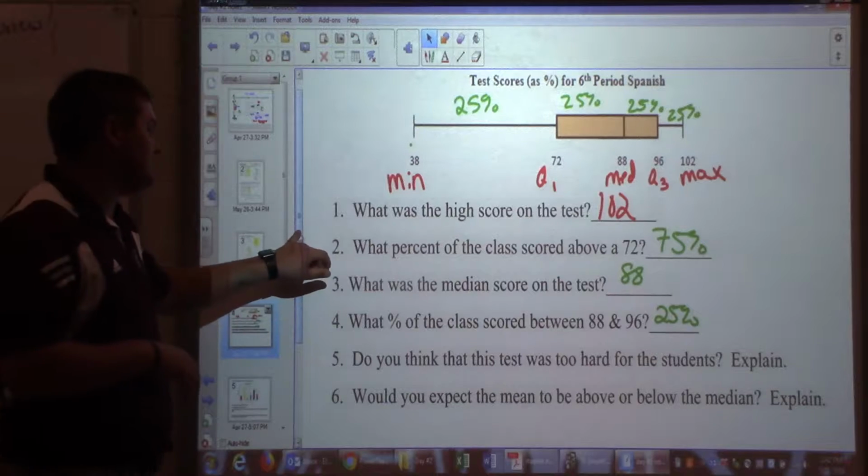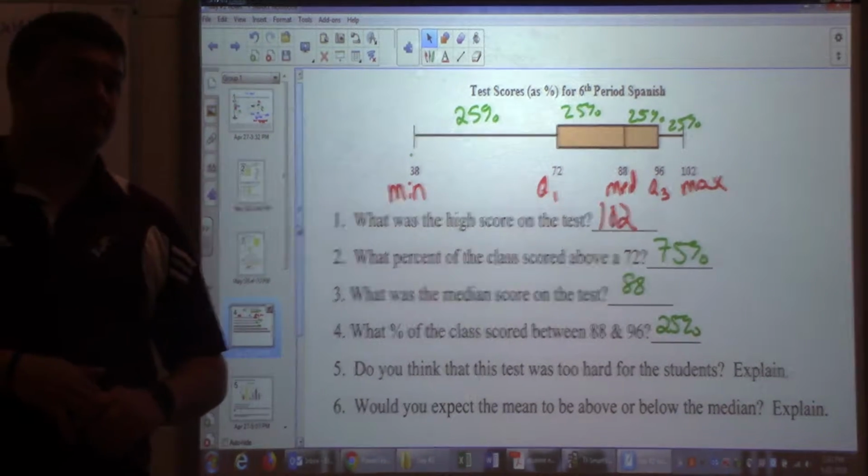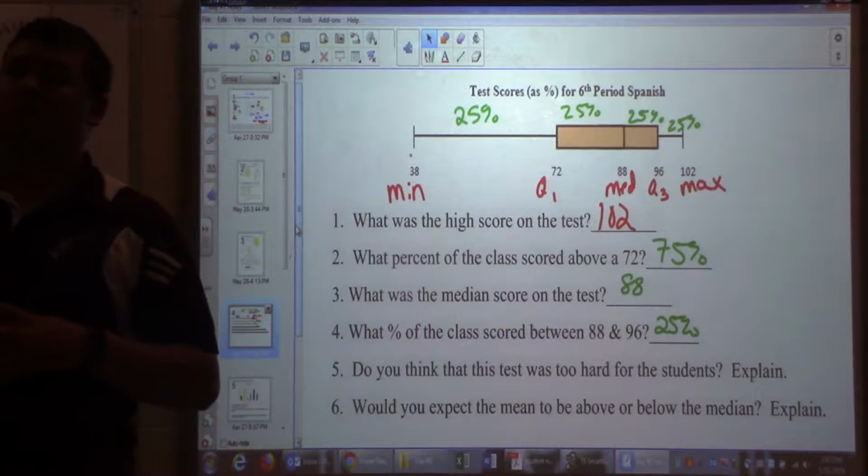Same thing, would you expect the mean to be above or below the median? Above. Why do you say above?